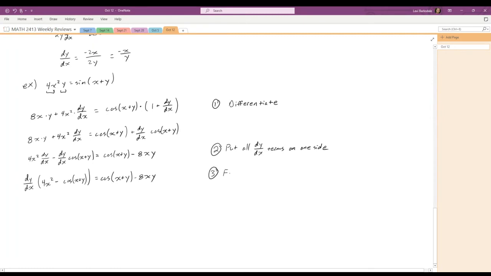And that would be my third step. And now it's really easy to get dy dx by itself. I can just divide by everything that's not dy dx on this side. So in this case, I would divide both sides by 4x squared minus cosine of x plus y. And I get that dy over dx is equal to cosine of x plus y minus 8xy, all over 4x squared minus cosine of x plus y. Perfect.